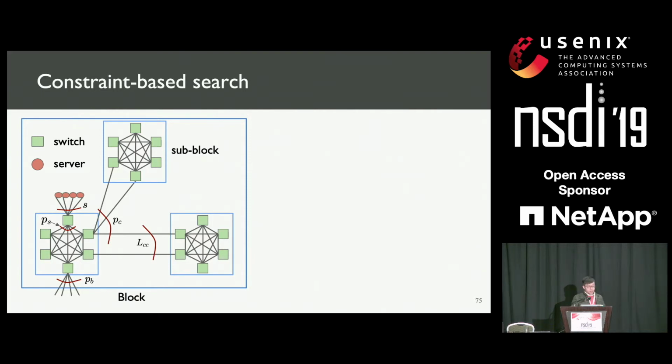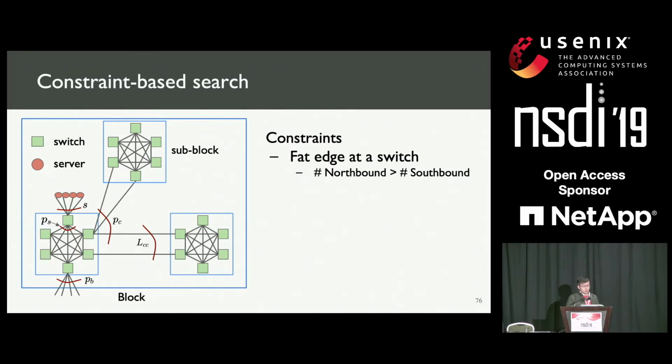The whole design space can be described by 5 variables. With those variables, we can transform our principles and insights into mathematical constraints. For example, to enforce a fat edge at the switch, we want the number of northbound links to be larger than the number of southbound links, and this can be represented by this formula. After we have all these constraints, we can use them to search for a topology with a given capacity and optimal manageability objectives.